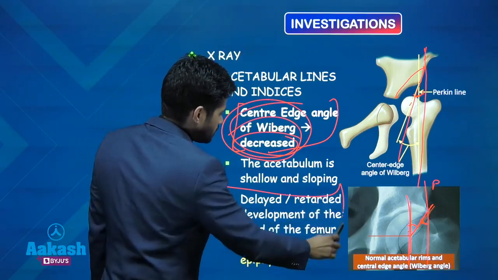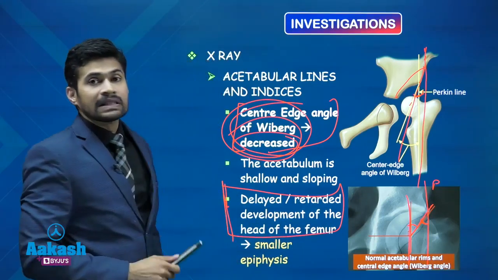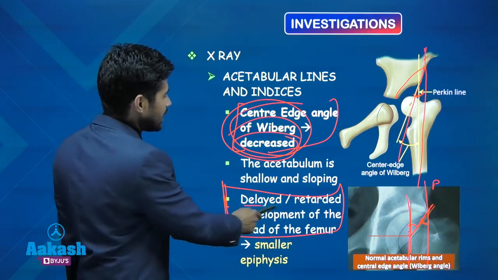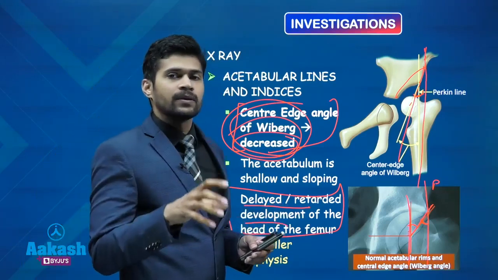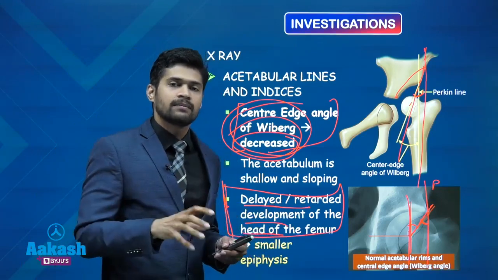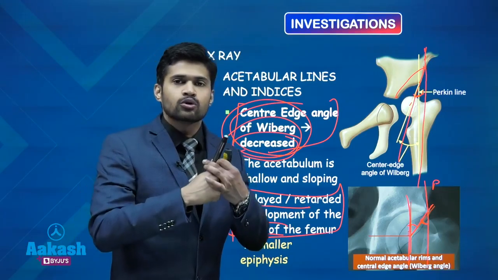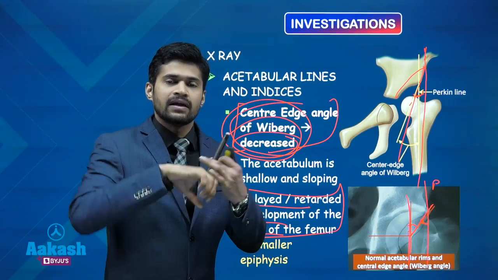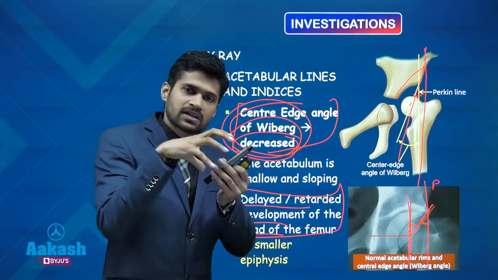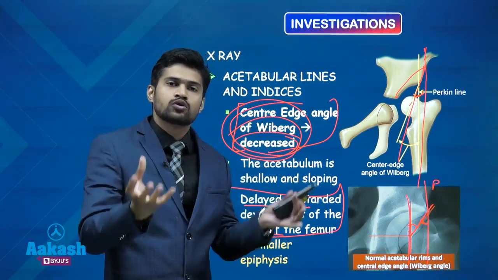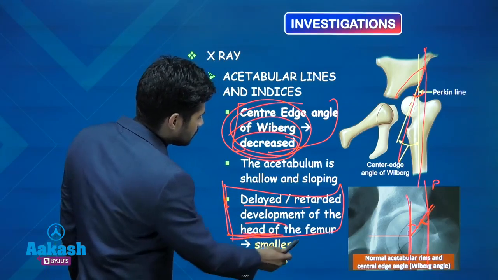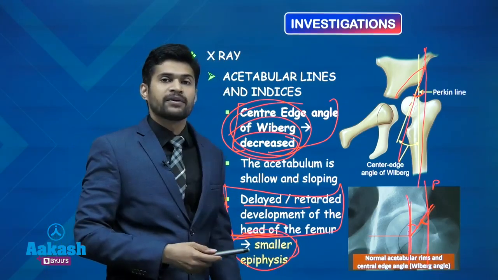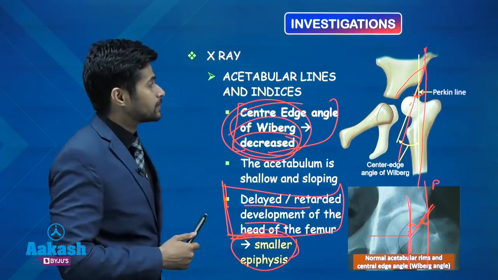And remember, there is associated delayed and retarded development of the head of the femur, because for development of the head of the femur, the containment in the acetabulum is necessary. They are basically both complementary. If the head of the femur is contained, the acetabulum will develop. If the acetabulum is containing the head of the femur, the head will also develop accordingly. So it will also be abnormal. So there will be a smaller epiphysis for the head of the femur.